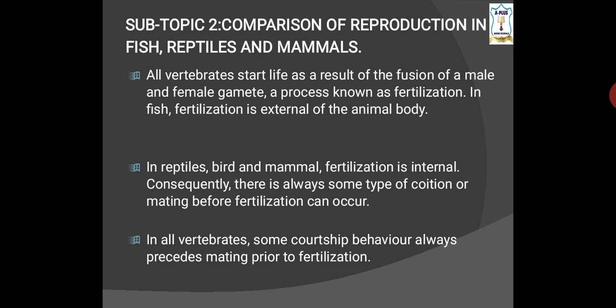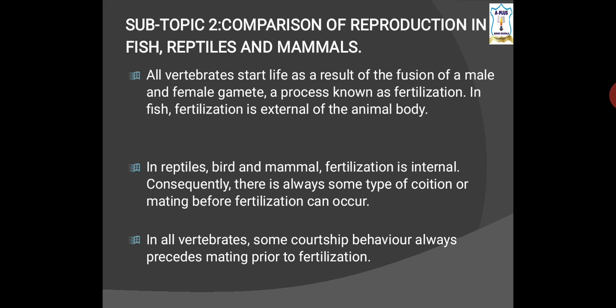Now let's go to another subtopic. Let us compare reproduction in fish, reptiles, and mammals. All vertebrates start life as a result of fusion of a male and female gamete.